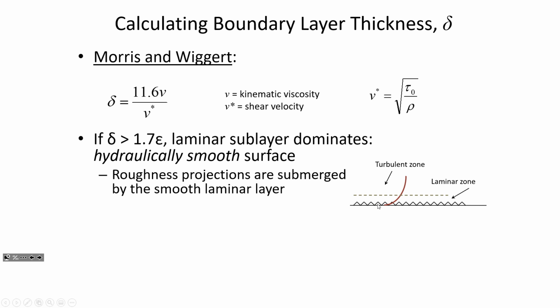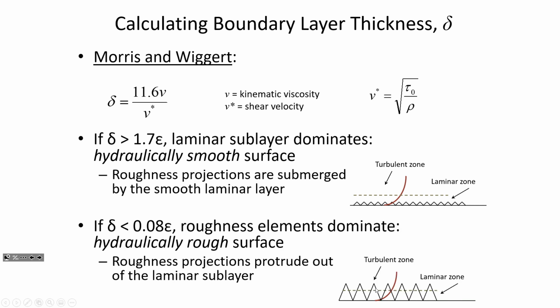If the laminar sublayer is completely submerging the roughness, then it's going to have a different effect on the flow compared to if those roughness elements project into the turbulent zone and aren't completely cushioned by the laminar zone. So if it's greater than 1.7 times epsilon, we call it hydraulically smooth. And if it's less than 0.08 times epsilon, then it's hydraulically rough. And of course, that leaves a pretty wide range where we're in a transition zone.